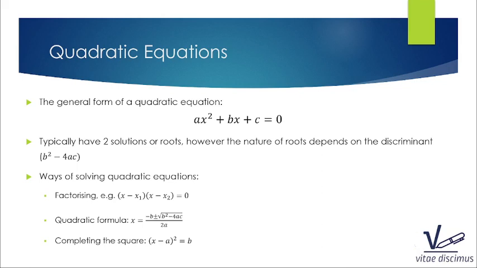So we've seen that the general form of a quadratic equation is ax squared plus bx plus c equals 0. a, b, and c are constants or coefficients. Typically quadratic equations have two solutions, or what we call the roots. The nature of the roots depends on the discriminant, b squared minus 4ac.